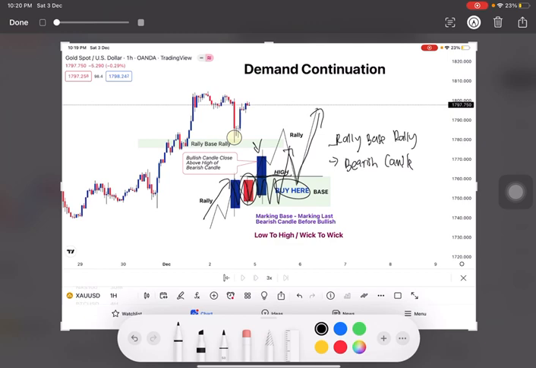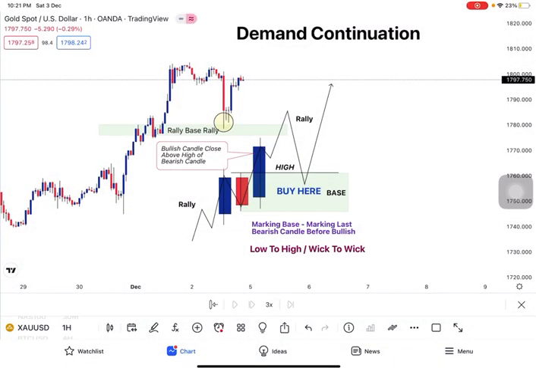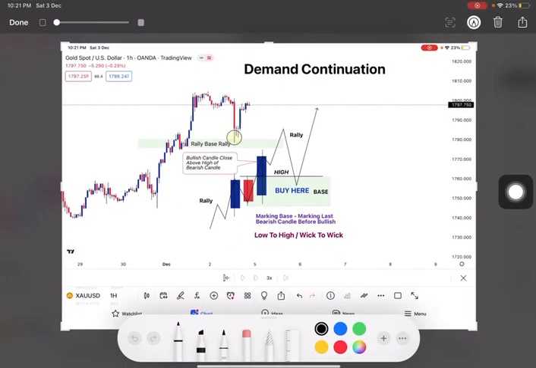When you are marking the base, you must mark from low to high, or wick to wick. Just take the whole candlestick for the base. So we got here an example from gold, which is yesterday's setup. You can see here you got the rally, base, rally. First you got the uptrend, and also you got the bearish candle and another breakout. So when the price comes here, you can buy here, and your TP will be somewhere around here. That's all for continuation demand, guys.